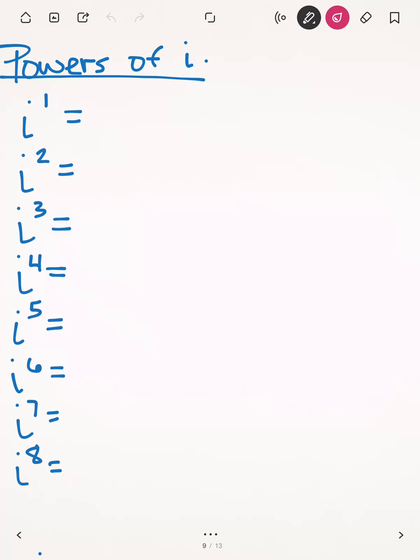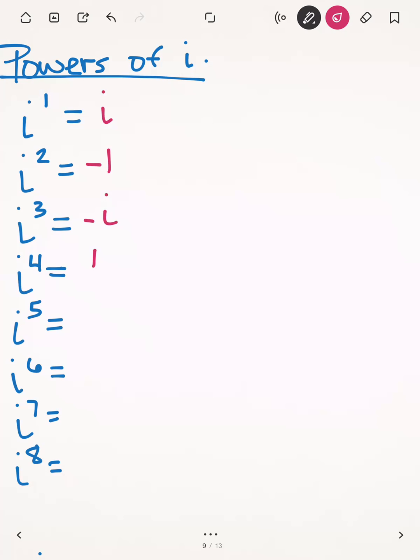Okay, moving on to powers of i. The powers of i follow this pattern. We have i. i to the first is i. i squared is negative 1. i cubed is negative i. i to the fourth is 1. And then the pattern starts over.